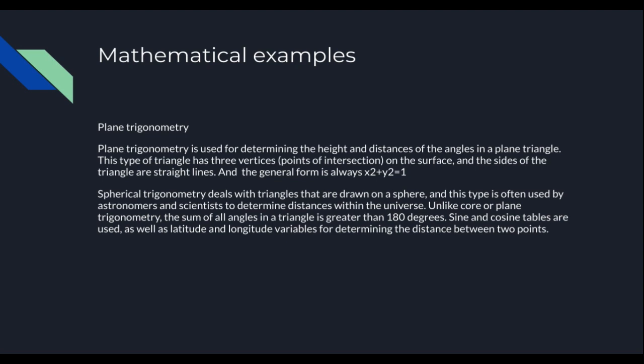Spherical trigonometry deals with the triangles that are drawn on a sphere, and this type is often used by astronomers and scientists to determine distances within the universe. Unlike plane trigonometry, the sum of all angles in a triangle is greater than 180 degrees. Sine and cosine tables are used, as well as latitude and longitude variables for determining the distance between 2 points.